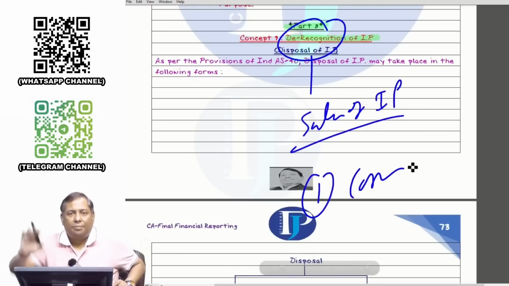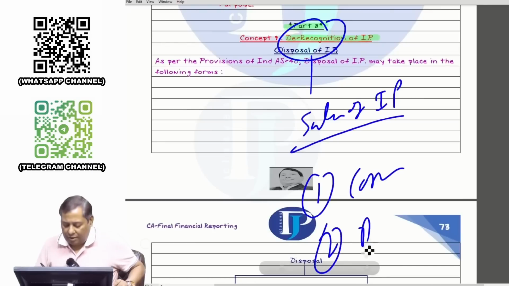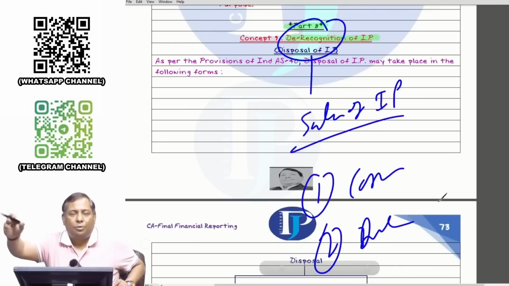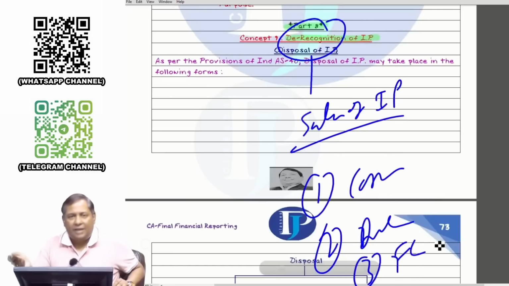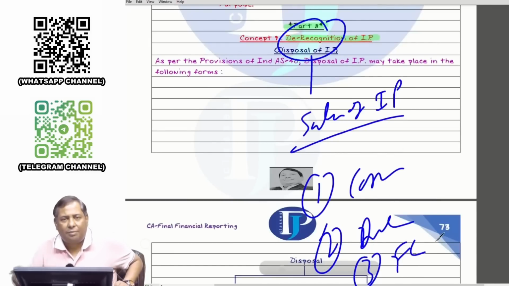First, you can sell it for cash. The second, it can be sold in installments. It can be both bought and sold on deferred credit. And third, it can be both purchased and sold on a finance lease. So like I said, there are 3 ways of disposal.